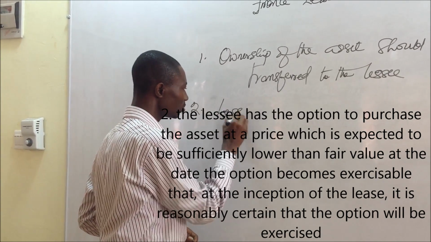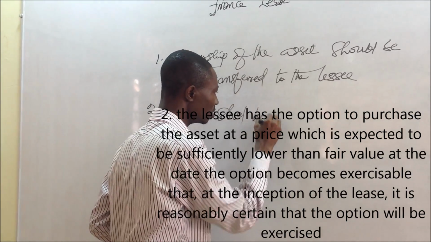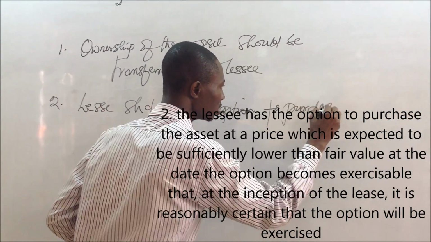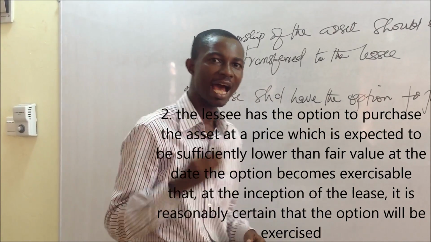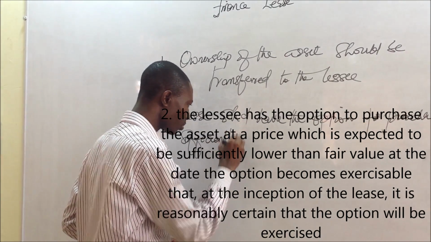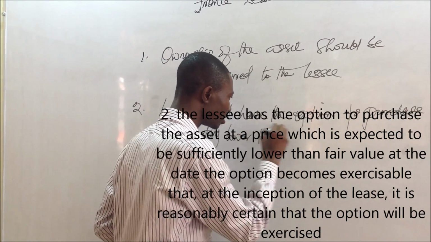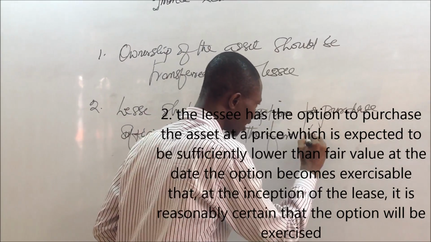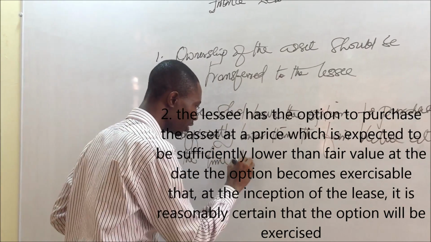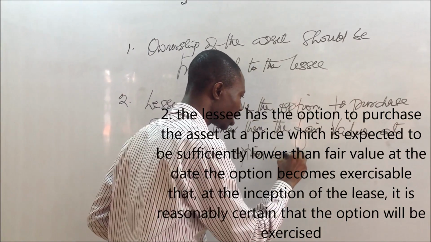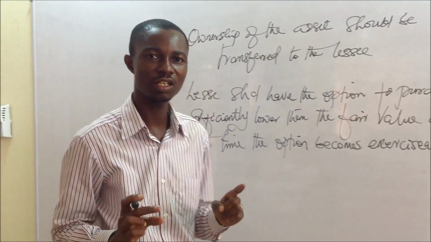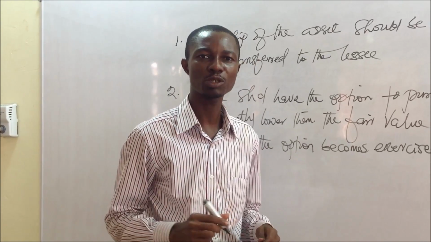Then two, the lessee must have the option to own. So the lessee should have the option to purchase the assets at the end of the lease term at a value which is sufficiently lower than the fair value at the time the option becomes exercisable, and that at the inception of the lease it is reasonably certain that this option will be exercised.